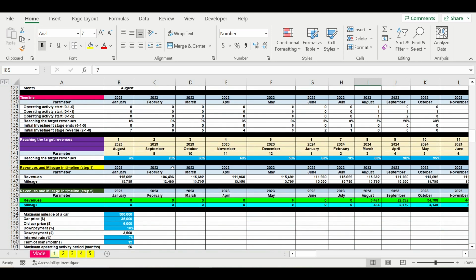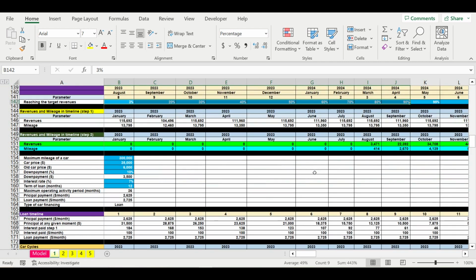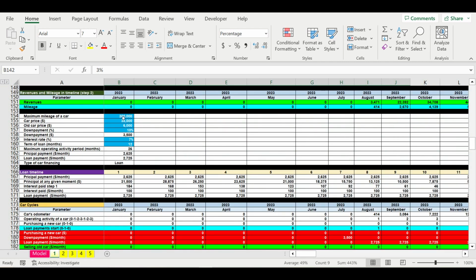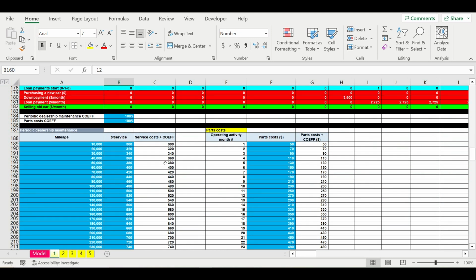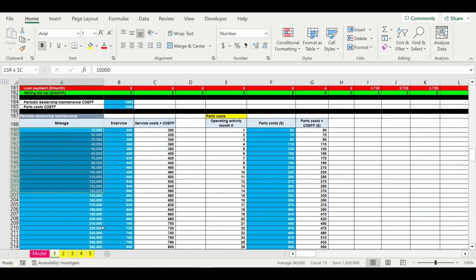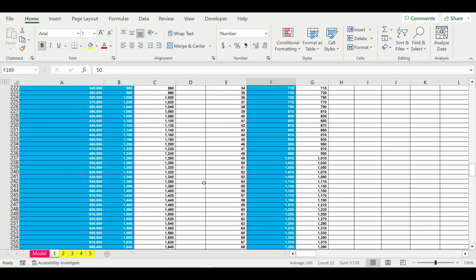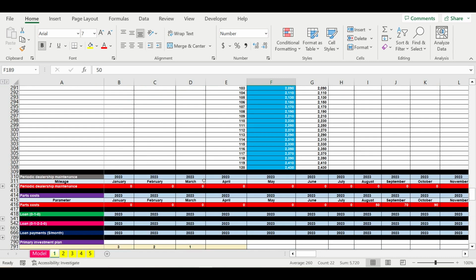Then we created the interface where we are setting up how fast we are achieving our target revenues. Then we started describing our car, its mileage when it is old, the price of the new car, the price when the car gets old, down payment, interest rate, loan term. Then we described dealership maintenance. Then we described parts expenses during operating activity of the car.